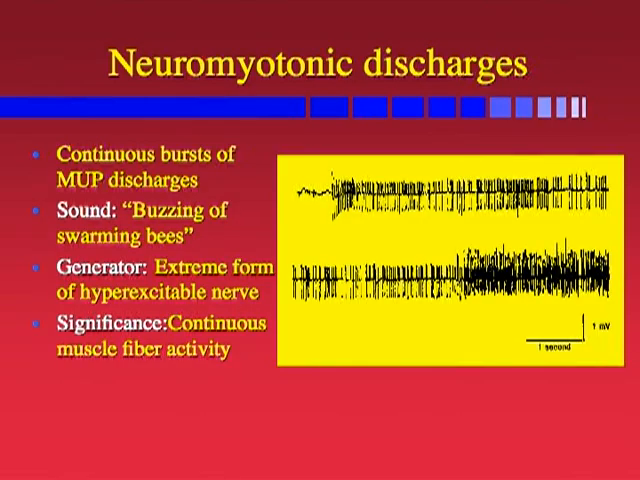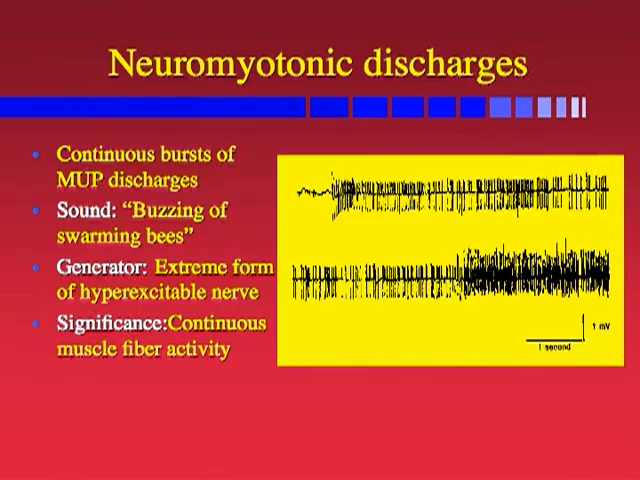Neuromyotonic discharges. Neuromyotonic or neurotonic discharges refer to the continuous muscle fiber activity or motor unit potentials firing at 100 to 300 Hz. These potentials may change in amplitude and duration during continuous muscle fiber activity. This high-frequency, amplitude-changing discharge produces a unique musical sound like the buzzing of swarming bees that differs from those of other spontaneous discharges, including myotonic discharges.